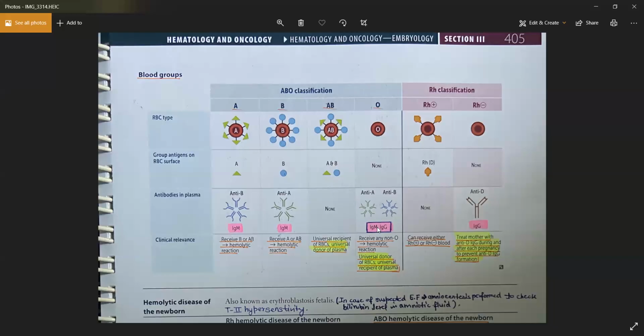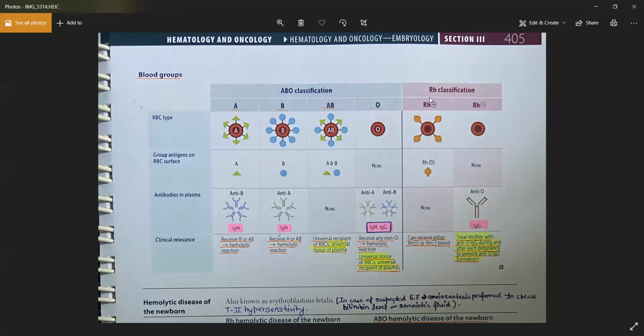So if a baby whose blood group is A or B is born to an O mother, then they can still have hemolysis in the fetal life, right, because of the presence of IgG antibodies, and they can easily cross the placenta.